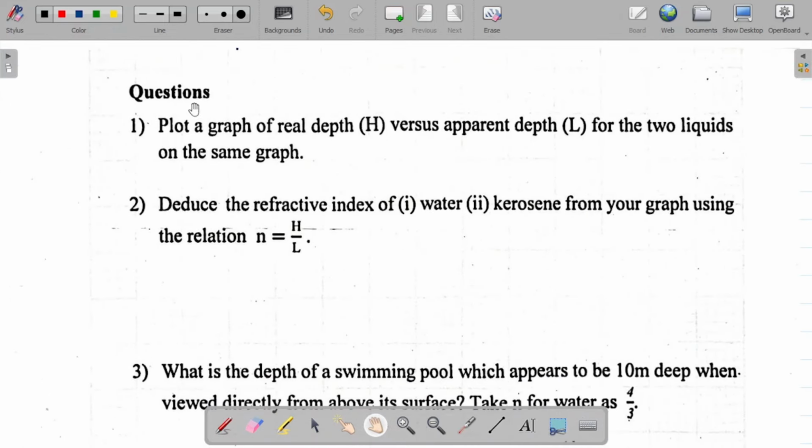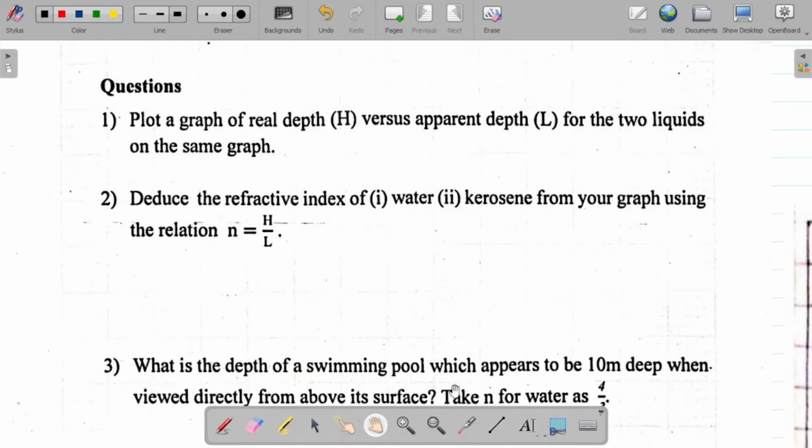All right, so questions here. Question 1 says plot a graph of real depth H versus apparent depth L for the two liquids on the same graph. So on the same graph, we'll be having two different graphs, right? On the same graph sheet. Okay, so let's see our table of values for this.